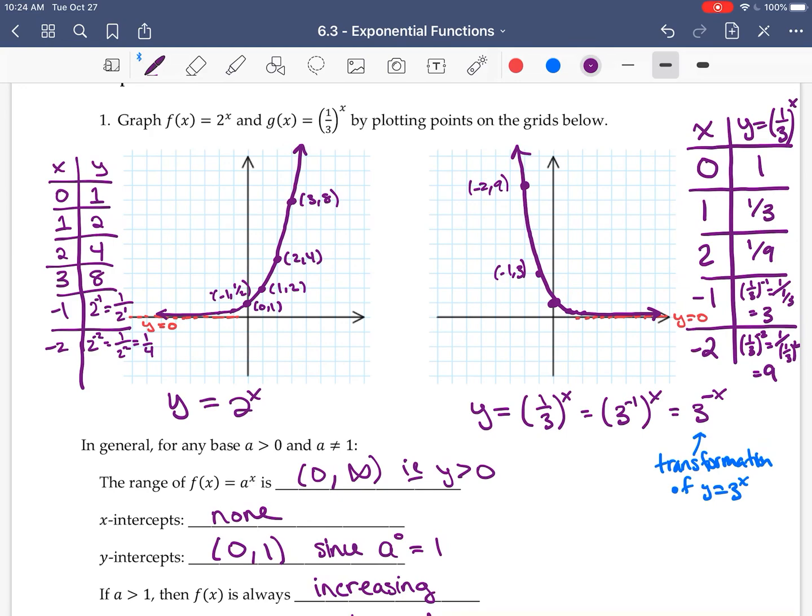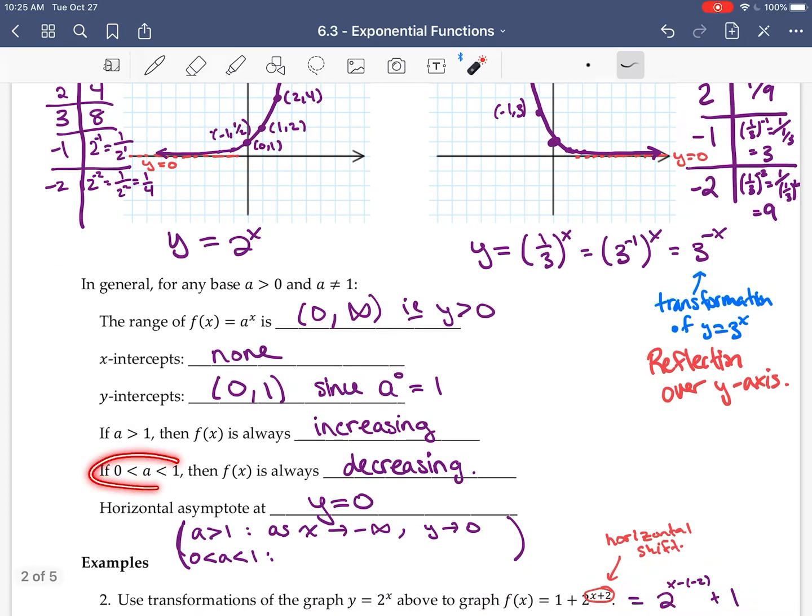So notice that it was a reflection because the negative is with the x. It's a reflection over the y-axis. Now we don't have the graph of 3 to the x here, but it looks very similar to 2 to the x. It's just going to drop a bit slower or a bit faster and rise a bit faster on that side. So it's a reflection of that.